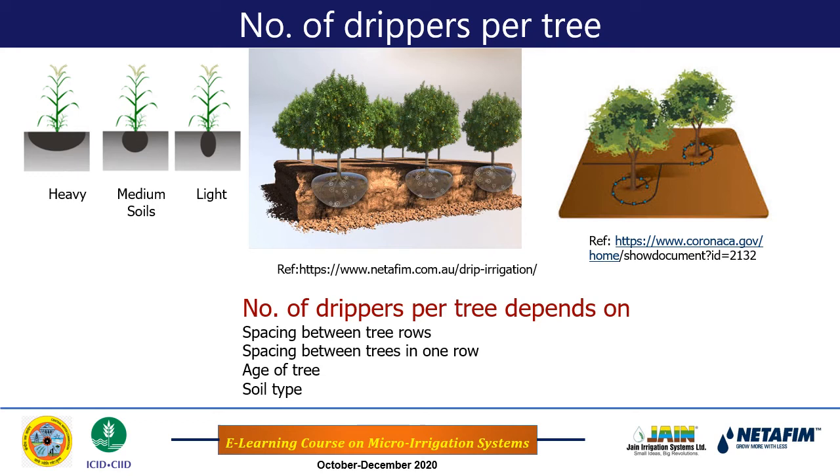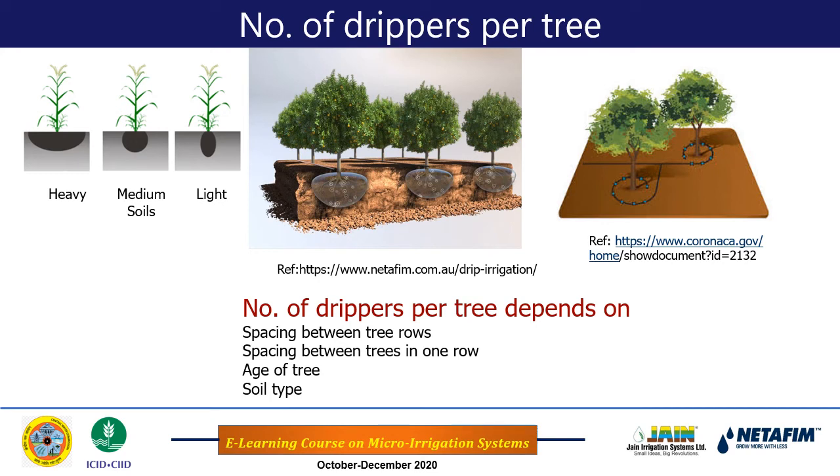Okay, and this depends on the root zone area. Root zone area depends on the canopy area and also the age. And to find out the number of emitters, we have to consider the soil type, because in case of the heavy soil, one emitter can irrigate more area. In case of the light soil, one emitter can irrigate less area. So fewer emitters will be required for heavy soil, more emitters will be required for the light soil.